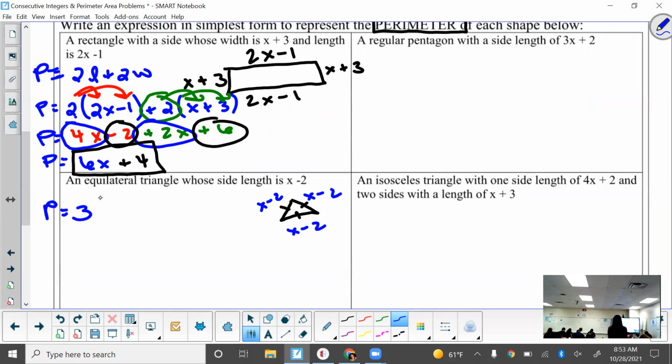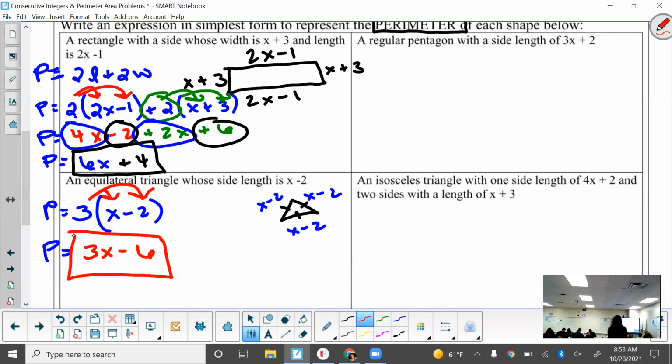Three times x minus 2, right? So there's 3 sides that are all the same. How do I simplify this? Distribute. What do I get when I distribute? 3x minus 6. Do I have to do anything else on this one? No. Questions?